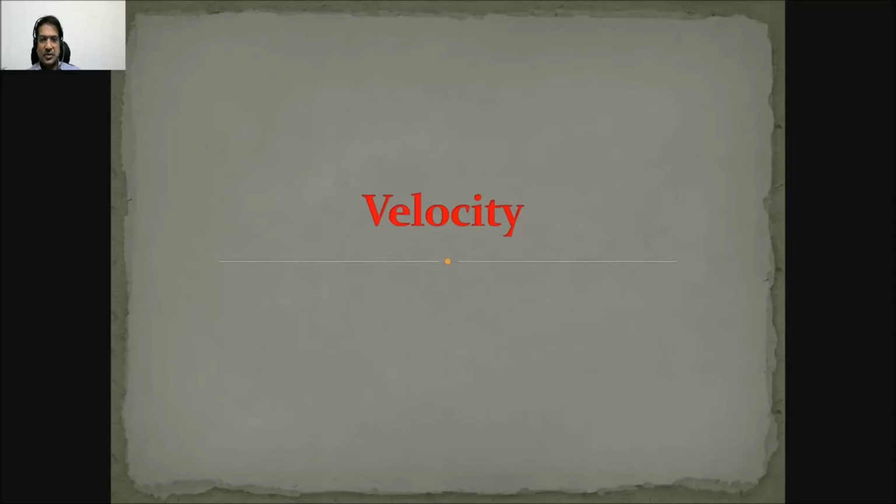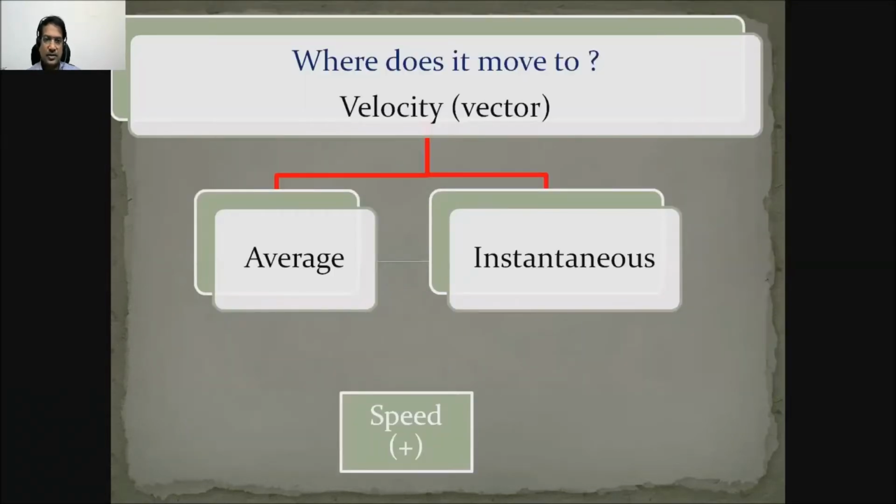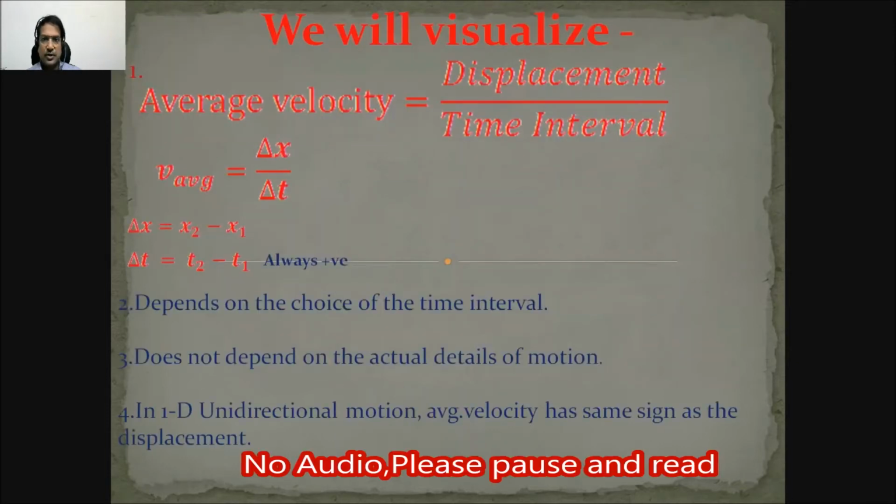In this video, we are going to visualize the concept of velocity. Velocity tells us about two aspects: which direction the object moves and how fast it moves. In textbooks, we come across these three words: average velocity, instantaneous velocity, and speed. While velocity is a vector, speed is a scalar number. In this video, we are going to visualize the following things.